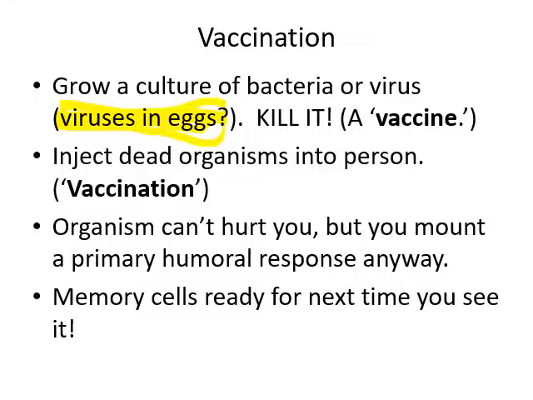And so how do you grow viruses that are not living things? They have to grow inside live cells. One of the ways you do that is by growing them up inside fertilized chicken eggs. Okay, then you kill the viruses and you have a vaccine. You destroy them either by heating them up or by mixing them with a chemical called formalin. And then you inject the dead organisms into a person. You vaccinate them. And then the organism can't hurt you because it's dead, but you mount a primary humoral response anyway. And then you leave memory cells behind.